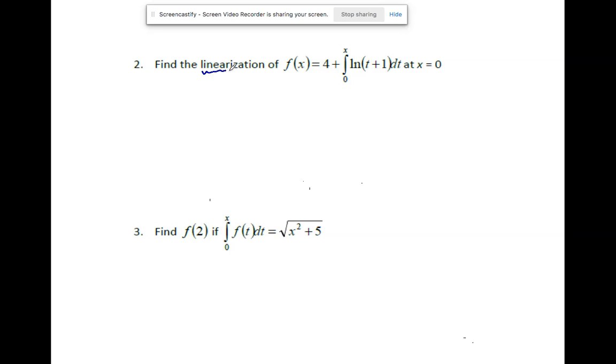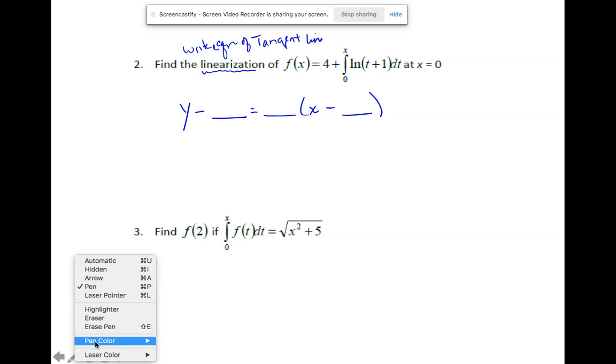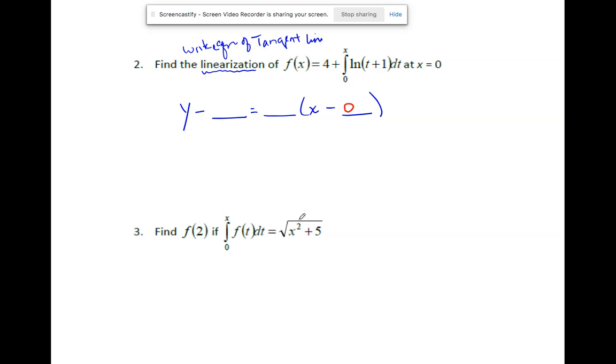Find the linearization. You know what linearization means, I hope. Linearization is just a fancy way of writing the equation of a tangent line. Somebody asks you to write the equation of a tangent line, you do this. Go find an x. Where's the x in the problem? What's the y? Well, what is f of 0? So put 0 in for x. Going from 0 to 0 makes this whole integral 0. 0 plus 4 is 4.